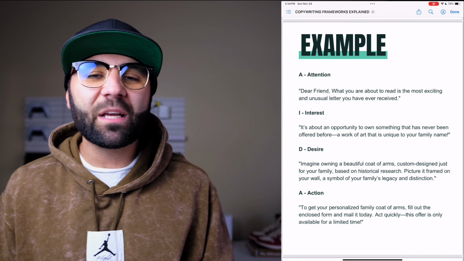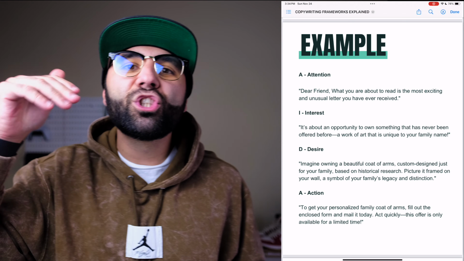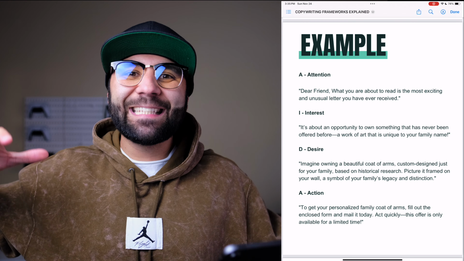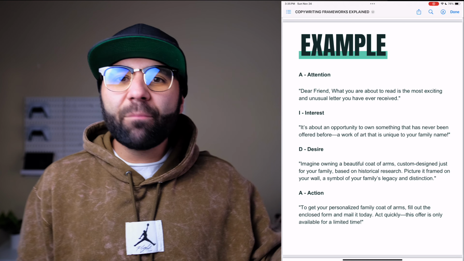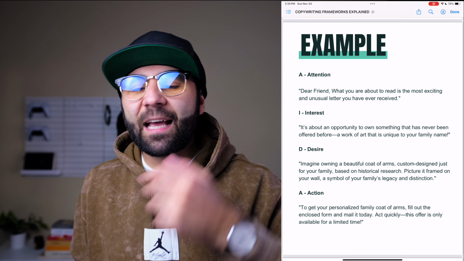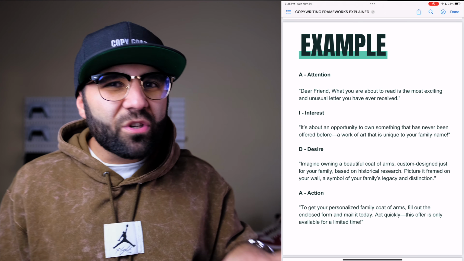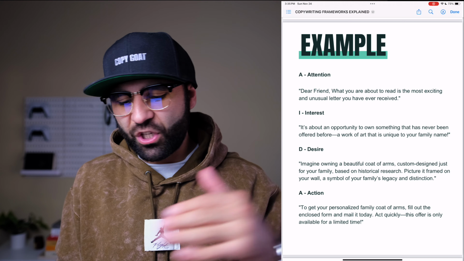He doesn't do any of that because the first line of AIDA is attention. Your job is to solely grab as much attention as you possibly can. That's it. And if you grab the attention, then they'll read the second line. That's the goal of your first line. And in AIDA, the attention part is usually the headline. So you get a big bold headline. In the coat of arms letter, there was no headline. It was just the first line.